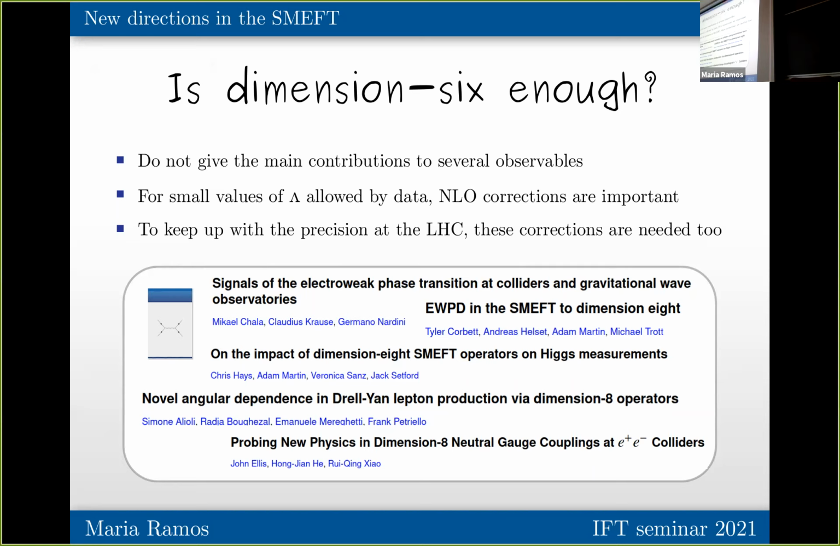compare apples with apples. And another point is that some data actually allows for some large values of dimension 6 coefficients, or in other words, some small values of the cutoff scale, which means that to really be able to do power counting, we should consider the next linear corrections. And here are just some examples, of course they are not all, of studies which already indeed incorporate these dimension 8 operators at tree level.